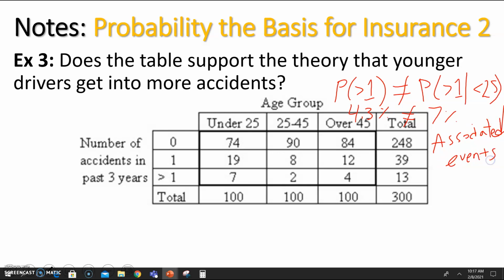and therefore we could argue that being younger does in fact increase the likelihood that I will get in more than one accident, right? So it is more dangerous to be driving under 25 than for the older groups. So 7% versus 4.3% for everyone. Now, if those had come out equal or approximately equal, we would have argued that the theory that younger drivers get into more accidents is not true. But that did not happen, so we're going to say our theory is in fact true.